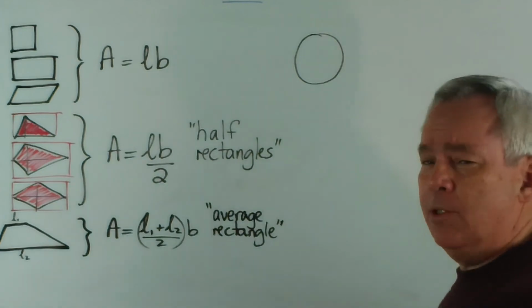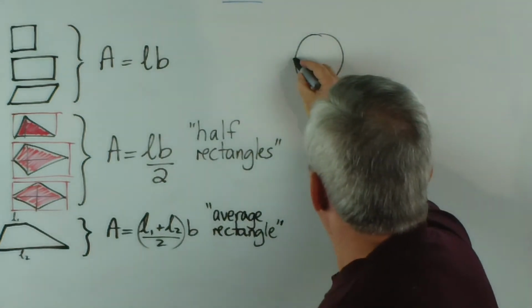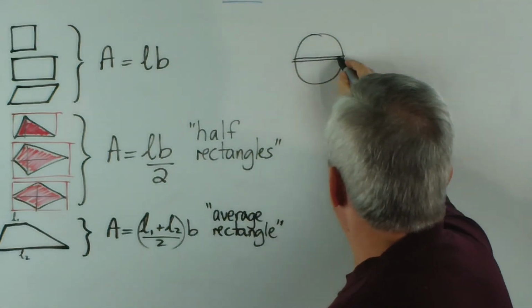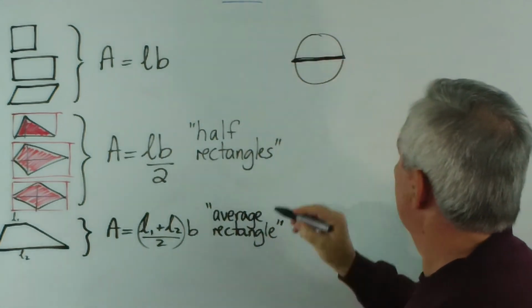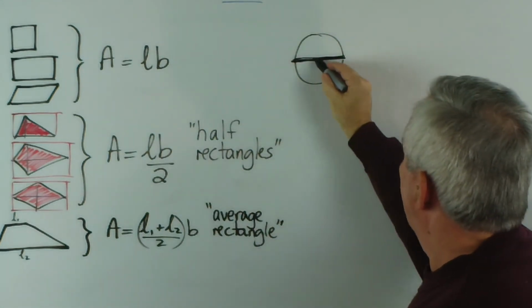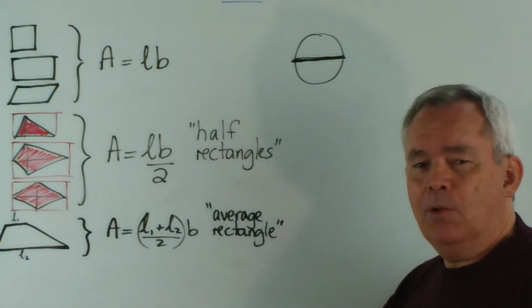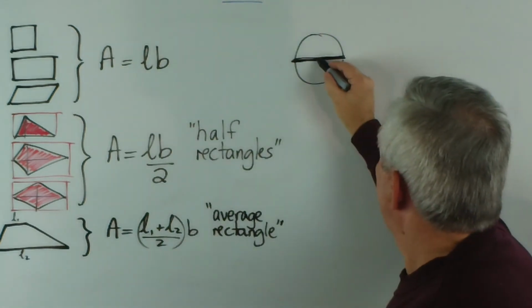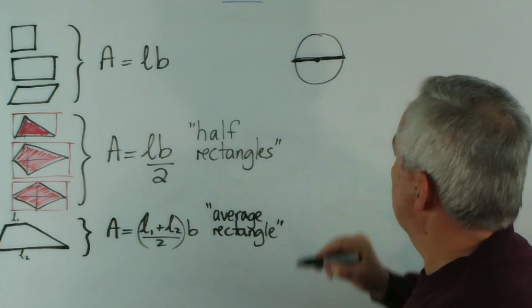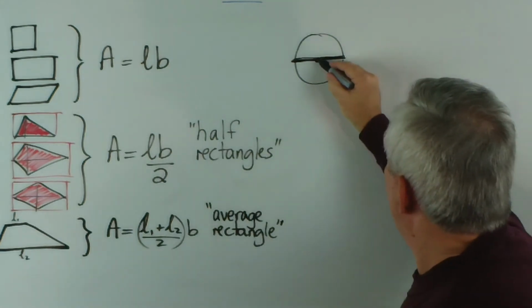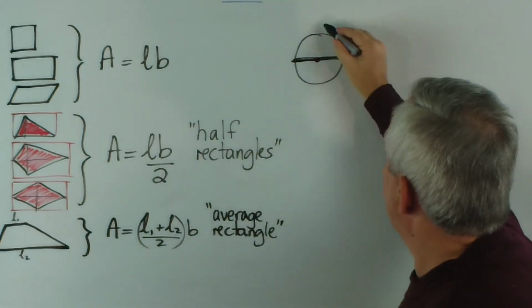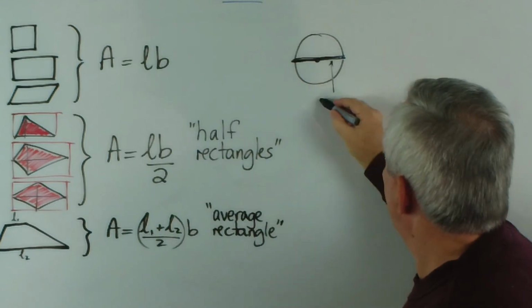Well, before I do it, I want to discuss the parts of a circle. The length right across the middle we call the diameter. The word diameter means to measure across the circle, and half of the diameter we call the radius. So I'll put a little arrow here and call it radius.